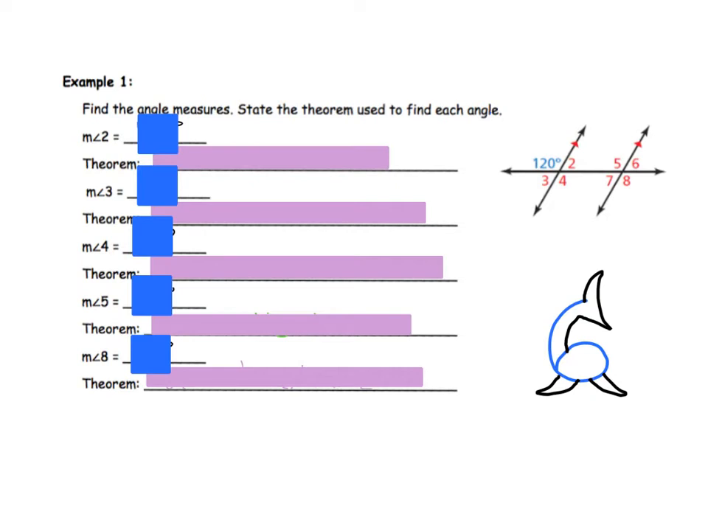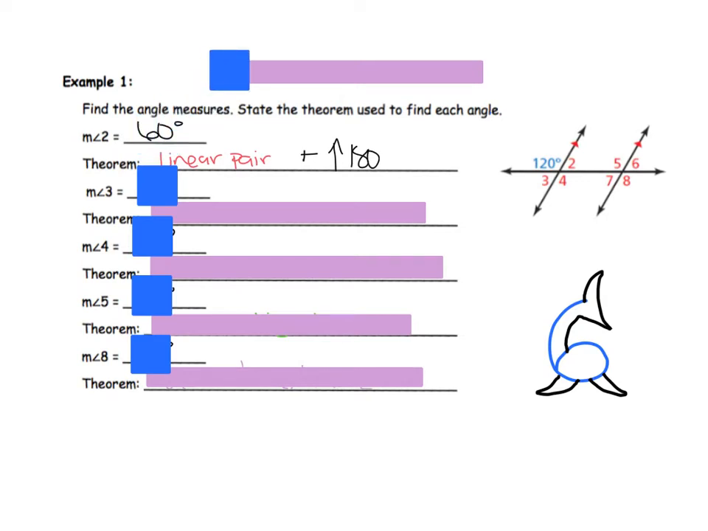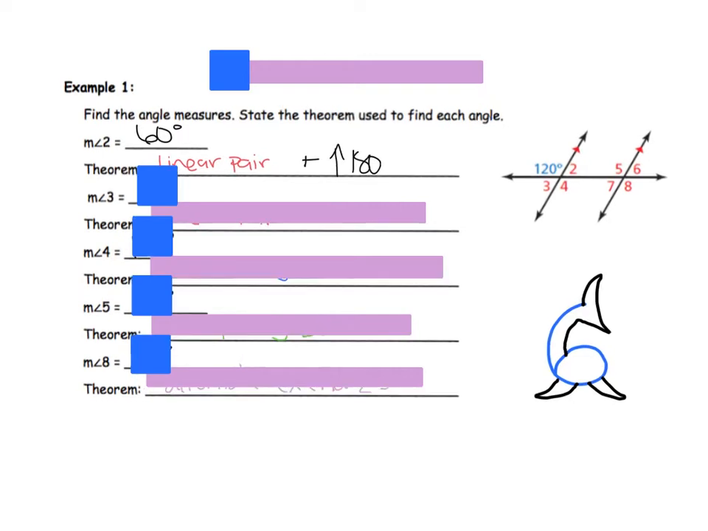All right, find the angle measures. State the theorem that you use to find each angle. So, angle 2. We're looking for angle 2 based off of knowing that this angle here is 120 degrees. How can we figure out what angle 2 is? Well, hopefully you are seeing that it's a linear pair. And if it's a linear pair, then we know that it is going to add up to 180 degrees because linear pairs are supplementary. So angle 2 has to be 60 degrees. 180 minus 120 gave me that 60 degrees. So angle 2 is 60 degrees.